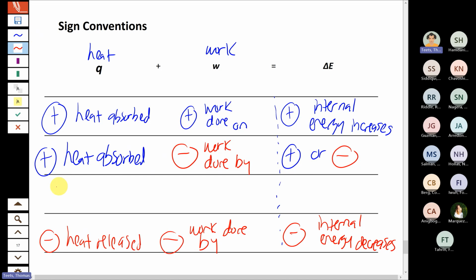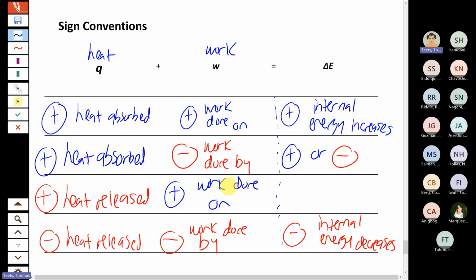And then the opposite, of course, is also possible. You could have a situation where the system releases heat to the surroundings, but at the same time, work is being done on the system by the surroundings. So the two terms have opposite signs once again. This time, heat would be negative and work would be positive. So if that's the case, again, you're adding a positive and negative number, so that could be either positive, negative, or zero as your final result, depending on the magnitude of those two numbers.